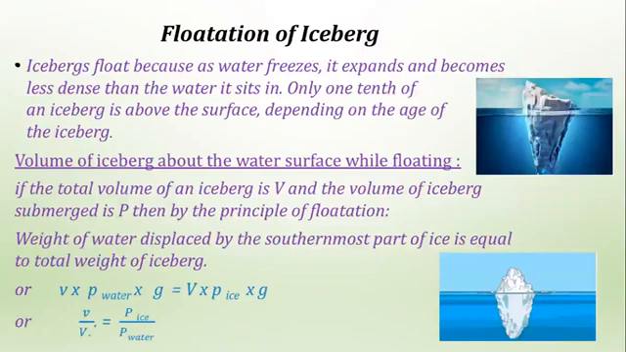Then comes the flotation of icebergs. Let us understand this also. Here you can see the icebergs in the sea. The density of ice is less than the density of water, and we know that the density of ice is 0.917 gram per centimeter cube, whereas that of water is 1 gram per centimeter cube.